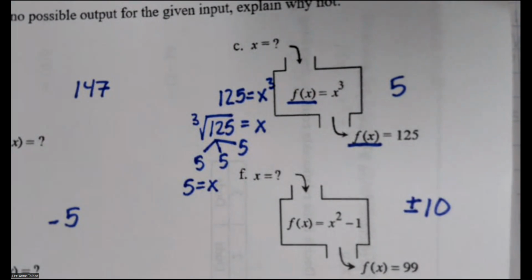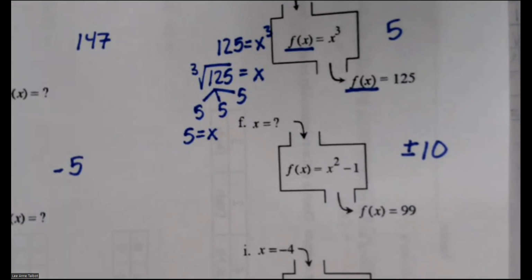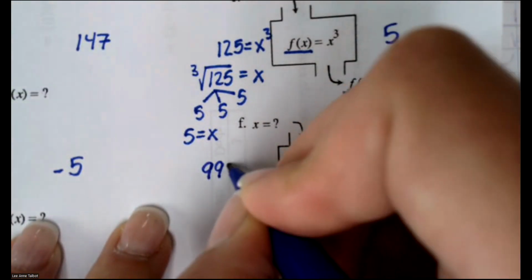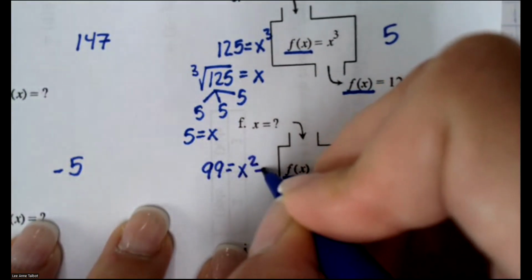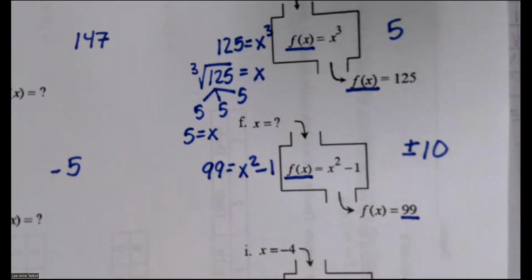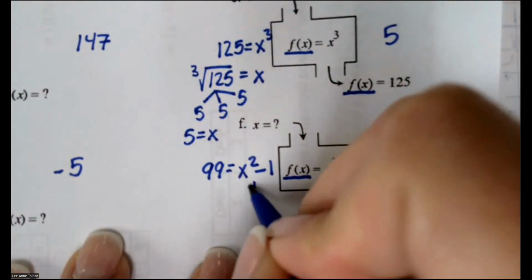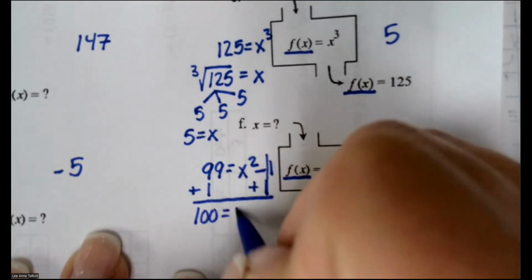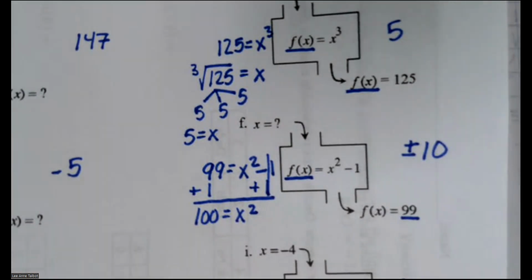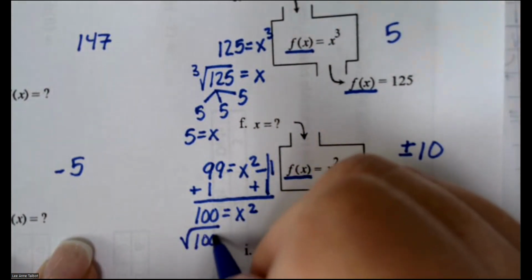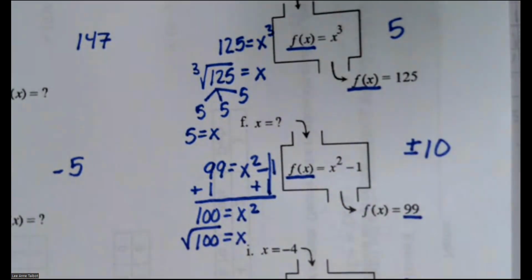Okay. Let's take that information to help us with F. So I'm going to take this and replace it with 99. So I have 99 equals x squared minus 1. How do you feel about the setup part? Like just equaling it. Is that okay? Okay. So now add 1. I'm sort of in the same spot here, but it's squared. How do I undo a squared? Square root.